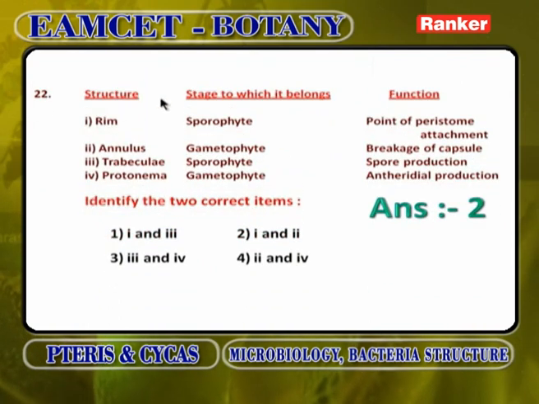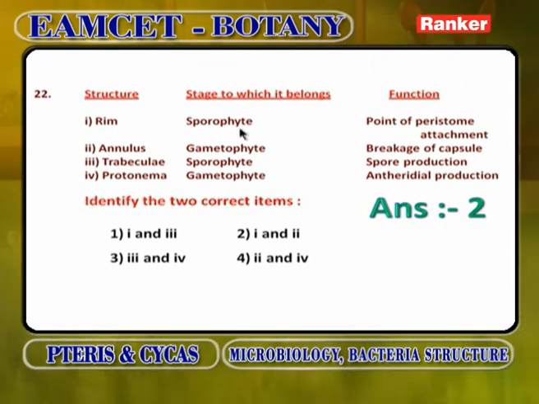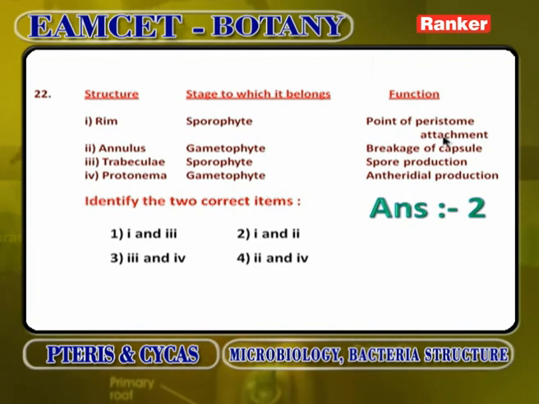Another 3-column tabular form: structure, stage to which it belongs, and function. Rim, sporophyte, point of peristome attachment, correct. Rim or diaphragm is present in the diploid sporophyte and it is the point of attachment of peristome. Peristomial teeth are attached laterally to the rim or diaphragm. Annulus, gametophyte, breakage of capsule. So, annulus is present in gametophyte and breakage of capsule.